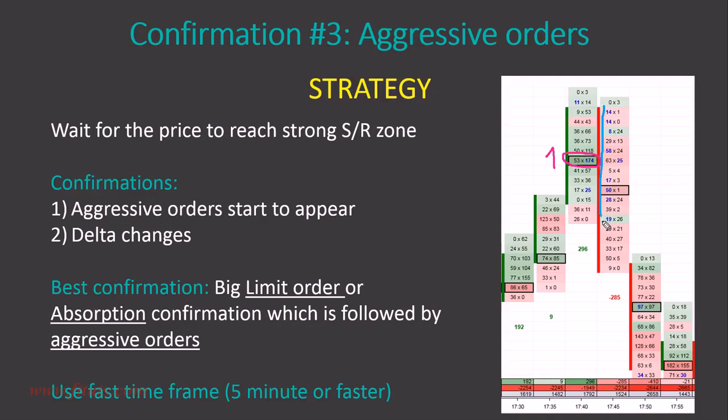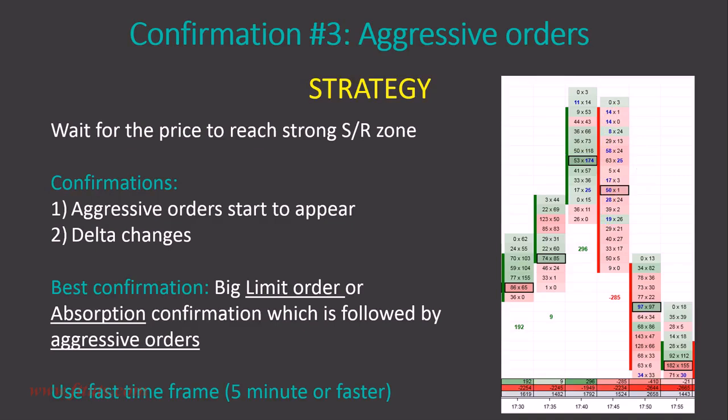And those imbalances, those aggressive selling orders, is setup number 3. A combination of those two, or of course a combination of setup number 2 and setup number 3. This is the best confirmation you can get, at least in my experience.